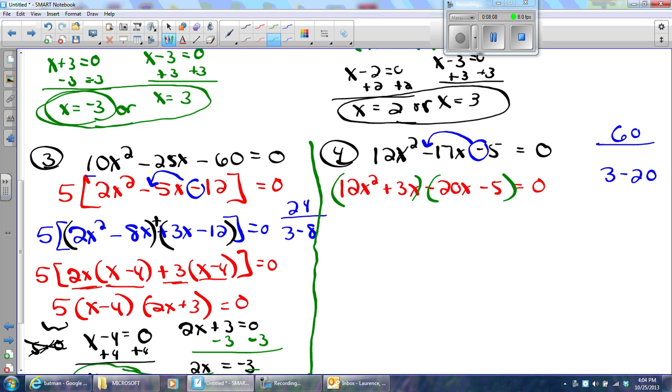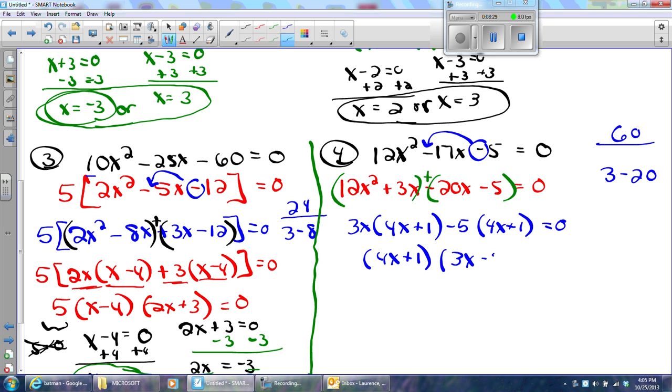Okay, I'll GCF the first quantity, pulling out a 3x, being left with a 4x plus 1. I'll pull out a negative 5 from the second quantity, being left with a 4x plus 1. That'll equal 0. I'll GCF one more time. Looks like I've got a 4x plus 1 times a 3x minus 5.